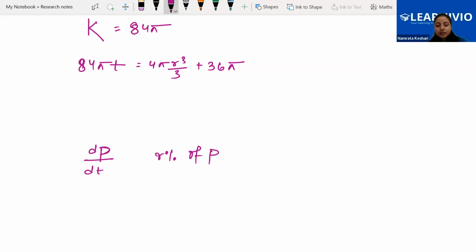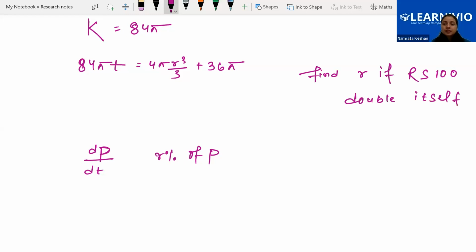It says find the value of R if rupees 100 doubles itself in 10 years. Let me write it over here. Find R if rupees 100 doubles itself in 10 years. T is given as 10 years, and P, the principal, is representing 100. Okay, we will be taking the scenario. Let's try solving it.